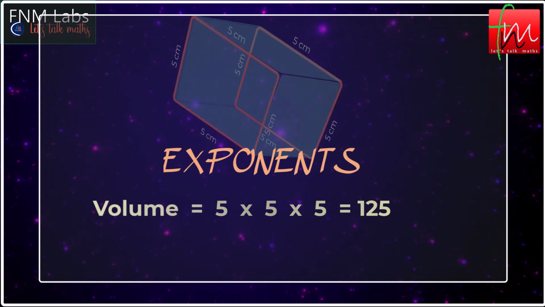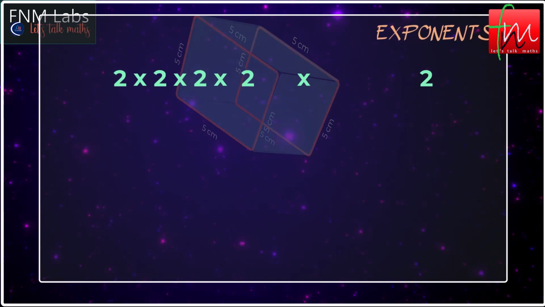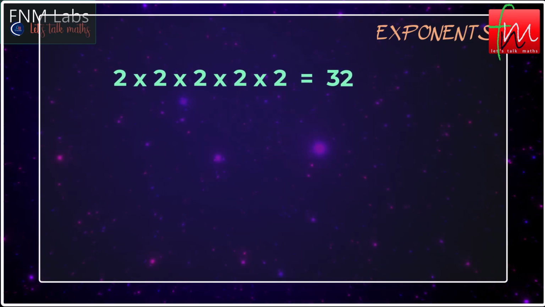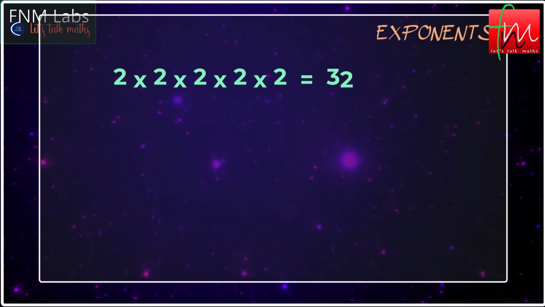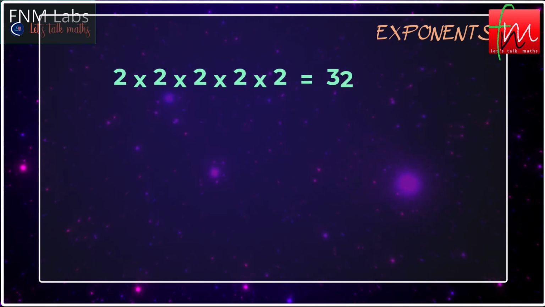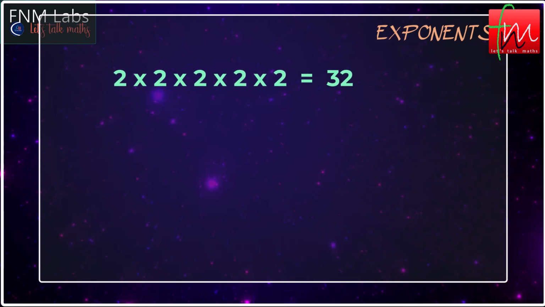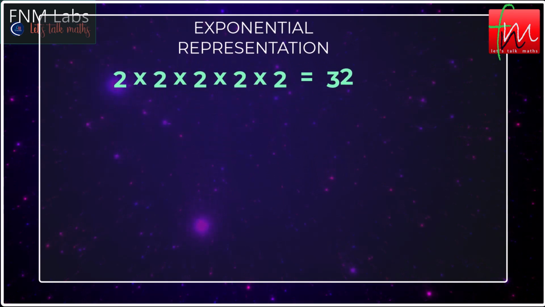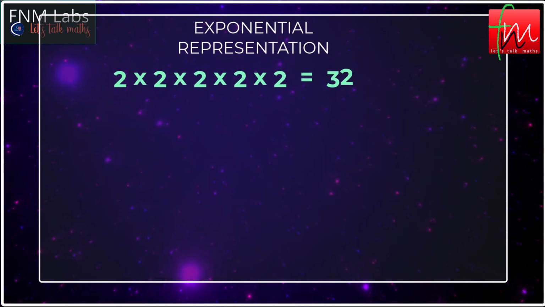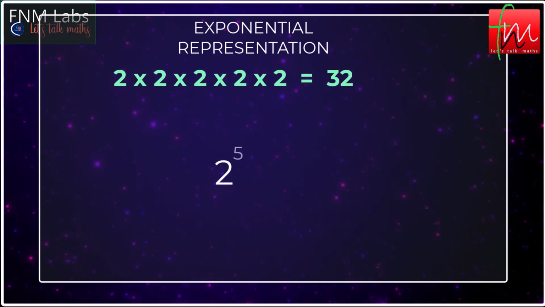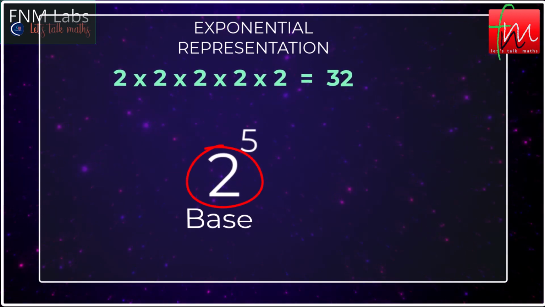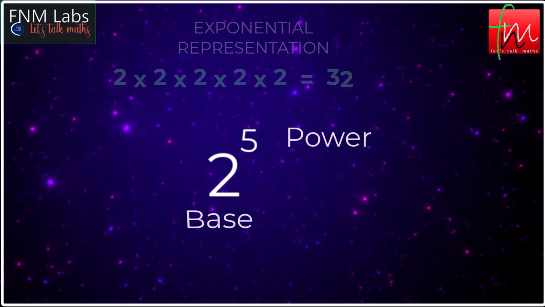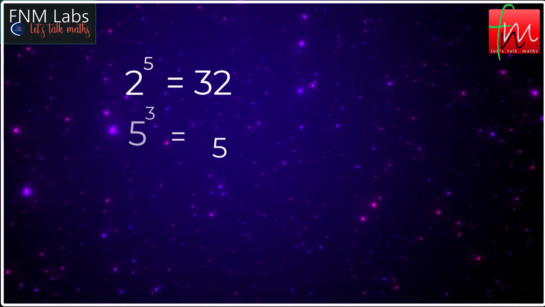For example, multiplying 2 five times results in 32. But writing this as a multiplication consumes more space and is inconvenient. Thus, a new way of representing numbers multiplied repeatedly came into the picture, called exponential representation. In this example, we can write the product in the exponential form as 2 to the power 5. Here 2 is called the base and 5 is known as the power.